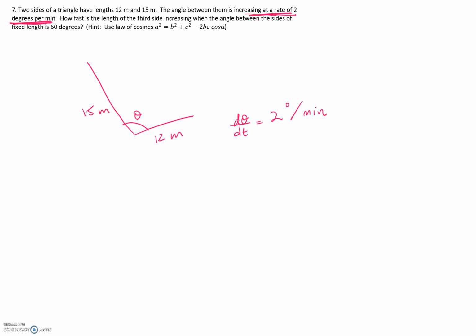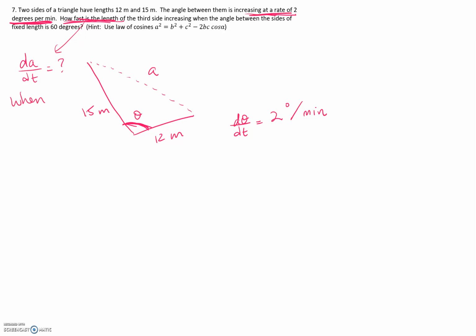How fast is the length of the third side? So this is the third side. And if the angle is increasing, so it's becoming wider and wider, that means the side across from it is also changing. Let's call that A, based on the law of cosines that the hint gives us. And how fast is that third side changing? That means I'm looking for dA dt. What's the rate of change of that side as the angle is opening up between them?